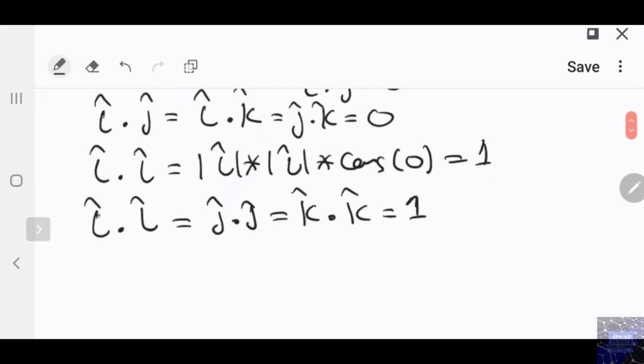So this is the dot product between any two unit vectors in the Cartesian coordinates, because we know that the definition of the dot product of two vectors is the magnitude of the first times the magnitude of the second times the cosine of the angle between them.